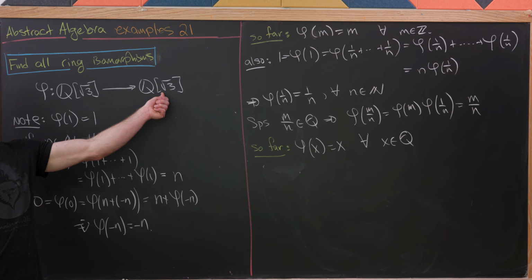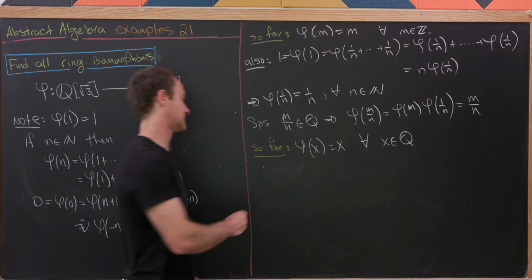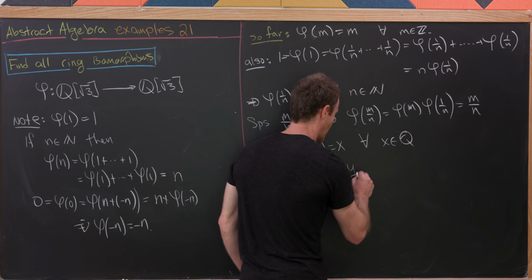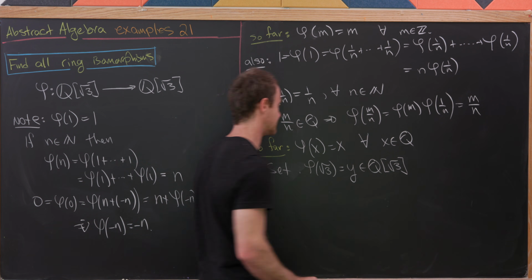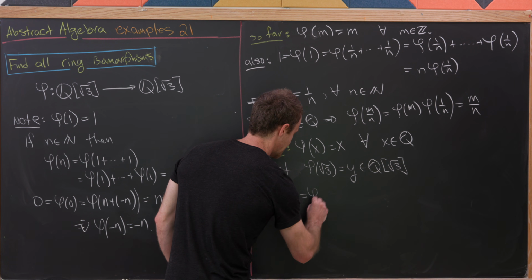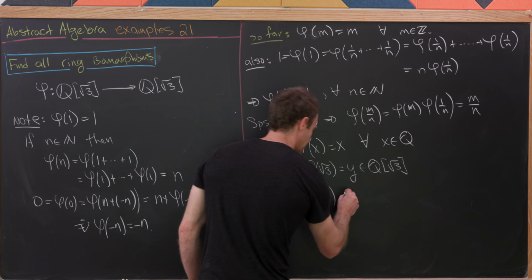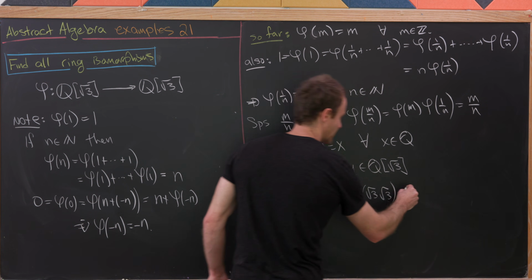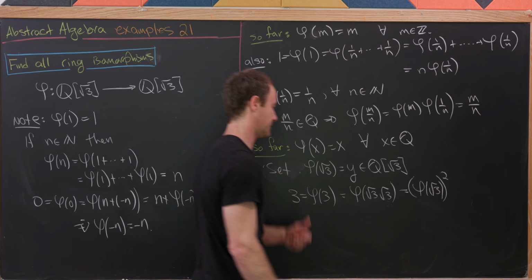But now we haven't done anything with the square root of 3. Let's try to figure out where the square root of 3 must be sent. So let's set phi of the square root of 3 equal to y, and this is going to be some element of Q adjoin root 3. Okay. But now we can look at the following equation. So 3 is the same thing as phi of 3 by this previous calculation we've done. But that's the same thing as phi of the square root of 3 times the square root of 3, which is the same thing as phi of the square root of 3 all squared.